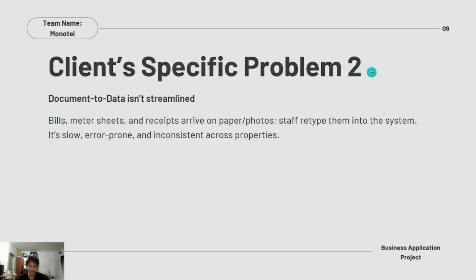Okay, so let's go to problem number two. Documented data isn't streamlined. So what does it mean? It means that when bills, meter sheets, and receipts arrive on paper, staff has to type them into the system to know the trends and see them on the dashboard, which is not streamlined and not fast, and it can have so many errors.